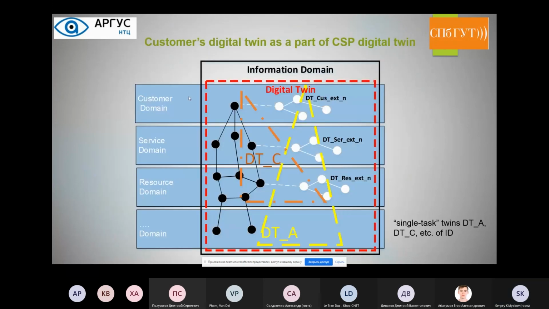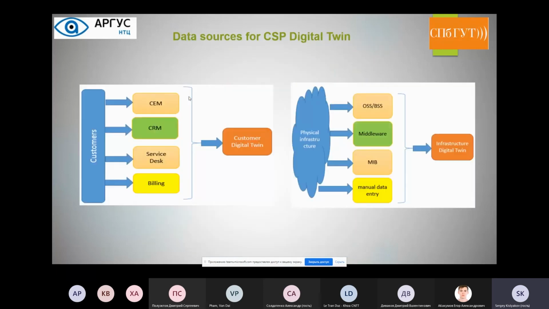Let me go through some slides because we have not so much time. The sources for our digital twin are different systems, OSS and BSS. You can see them here as an example. So we can build a customer digital twin or an infrastructure digital twin. This speech is about the customer digital twin.